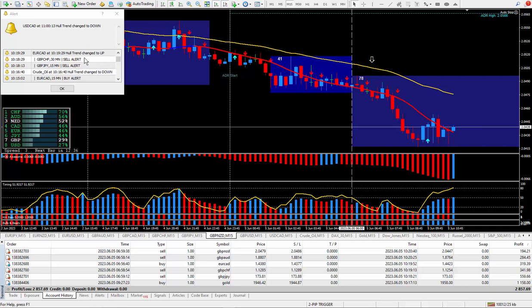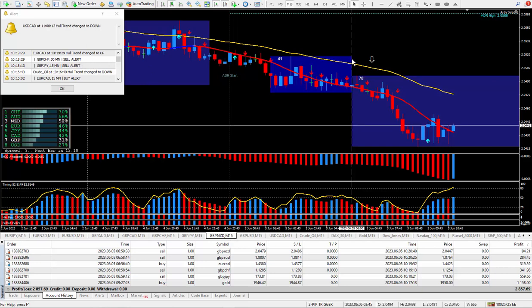As you can see, you'll get an audio alert, a pop-up box here, and it'll show either the trend has changed to down or up. Now the other alert here is for the arrows. The arrows are called Super Signal Indicator, and that indicator comes within the package called the Easy Trader.